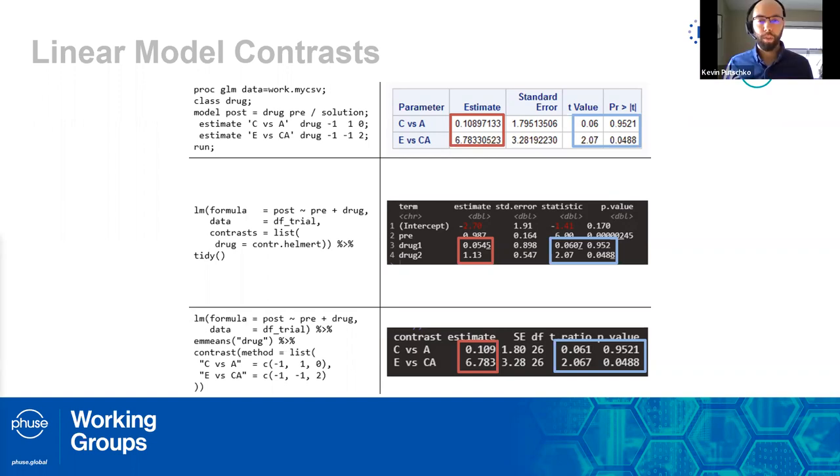Right. In some of the functions that you can run in R, it may not report all of the output that SAS does, but with some digging and some trial and error with other functions or packages available, you can get those values. Or you can calculate them yourself by hand, if you're interested.